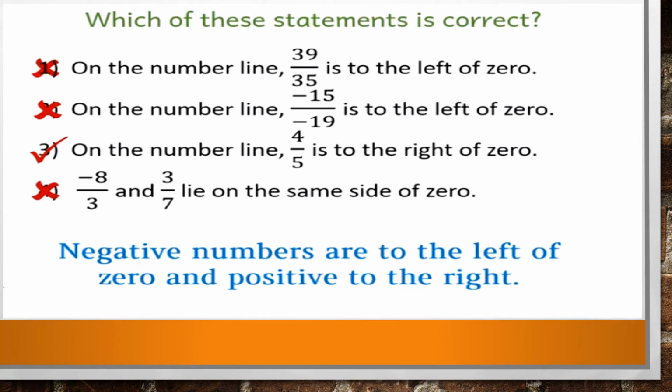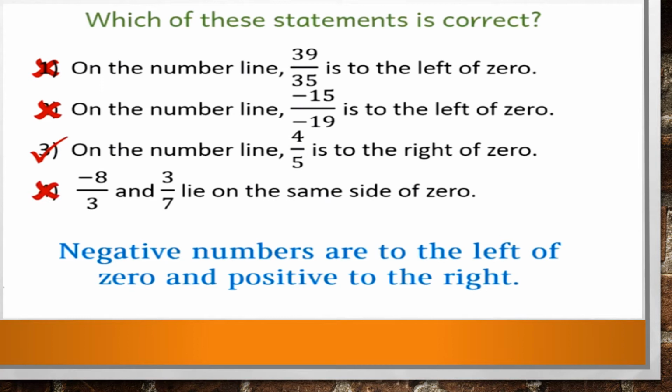Next, option number 4 was also wrong because दोनों चीज एक साइड नहीं आते हैं. But option number 3 is correct because 4 upon 5 is a positive number. It is to the right of 0. So you will circle out option number 3 and get the correct option. So I hope this is clear.